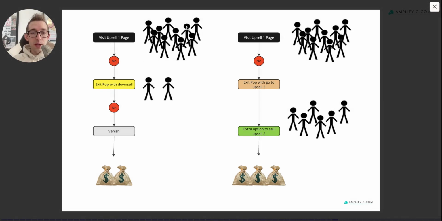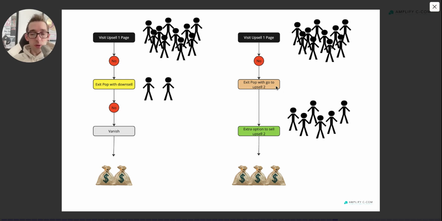So they visit upsell page 1, right? They say no to the offer. And what most people do, they say, hey, here's an exit pop with a downsell. Now, you might not even be doing this, and then you are losing money if you're not using exit pops at all. However, most people will go, wait, you can get it for this price instead. And yeah, maybe you get 2 buyers, right? But then the problem is, if they say no to that, they vanish. Gone. Finished. Finito.